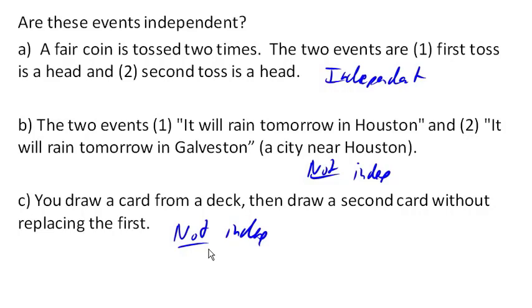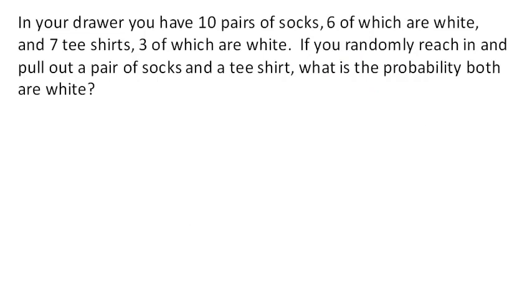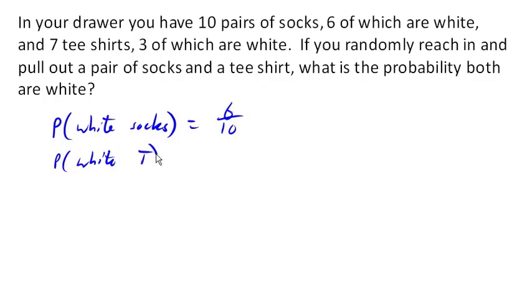But if two things are independent, then we can go ahead and use that multiplication idea. So for example, in your drawer you have 10 pairs of socks, 6 of which are white, and 7 t-shirts, 3 of which are white. If you randomly reach in and pull out a pair of socks and a t-shirt, what's the probability both are white? Well, the probability of white socks is 6 white out of 10 pairs. The probability of a white tee is 3 of them are white out of 10.